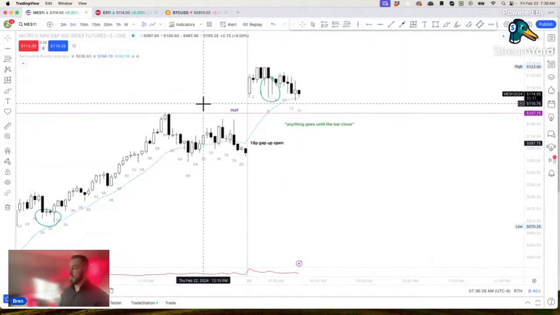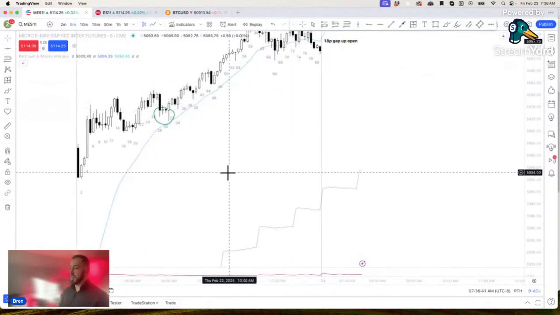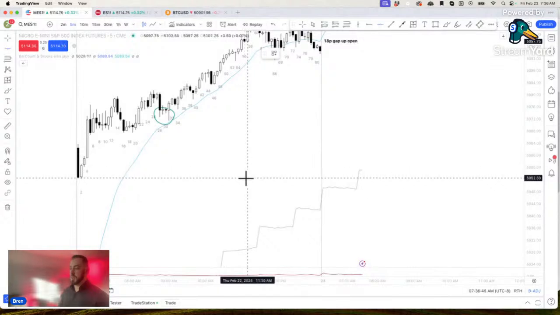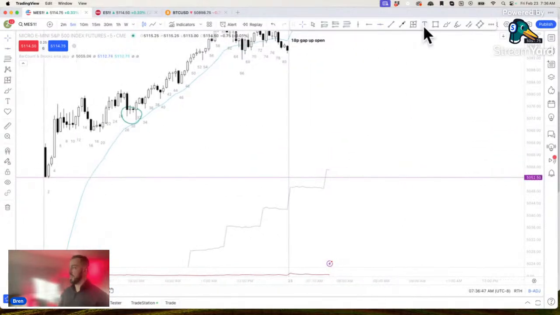What else? Then we marked the high of yesterday. We could mark the low of yesterday as well. That's another thing that I like to do, but do I think we're gonna get down there? No.